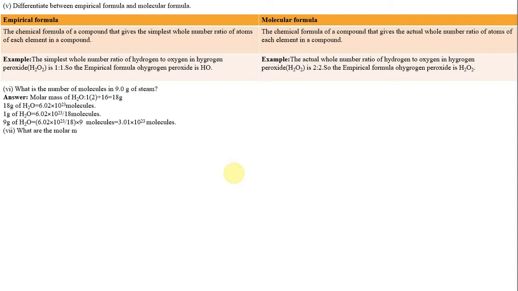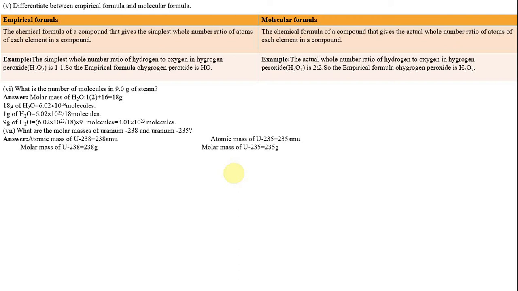Now let's move to question number 7. What are the molar masses of uranium-238 and uranium-235? Atomic mass of uranium-238 is 238 AMU and atomic mass of uranium-235 is 235 AMU. Molar mass of uranium-238 is 238 gram and molar mass of uranium-235 is 235 gram.